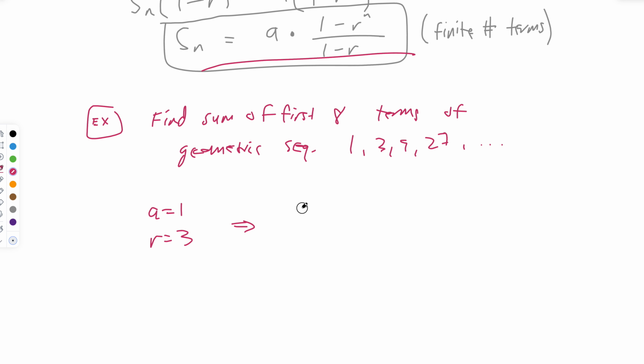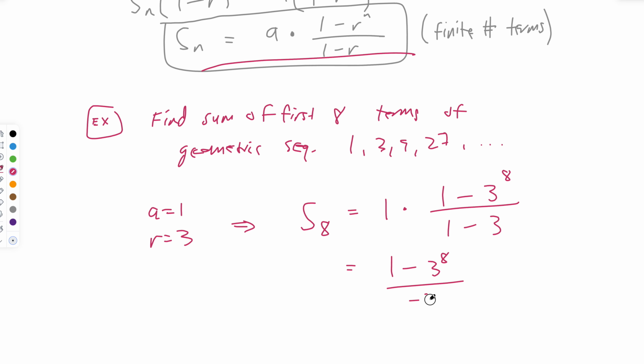Therefore, the sum of the first 8 terms is the first term, which is not 3, right? It's 1, times (1 minus 3 to the n, which is 8) over (1 minus r, which is 3). So here, you've got to figure this out. I don't know what 3 to the 8 is. I could plug it in, but whatever this is as my final number, we plug that in, calculator probably, and simplify that. That would be the sum of those terms.